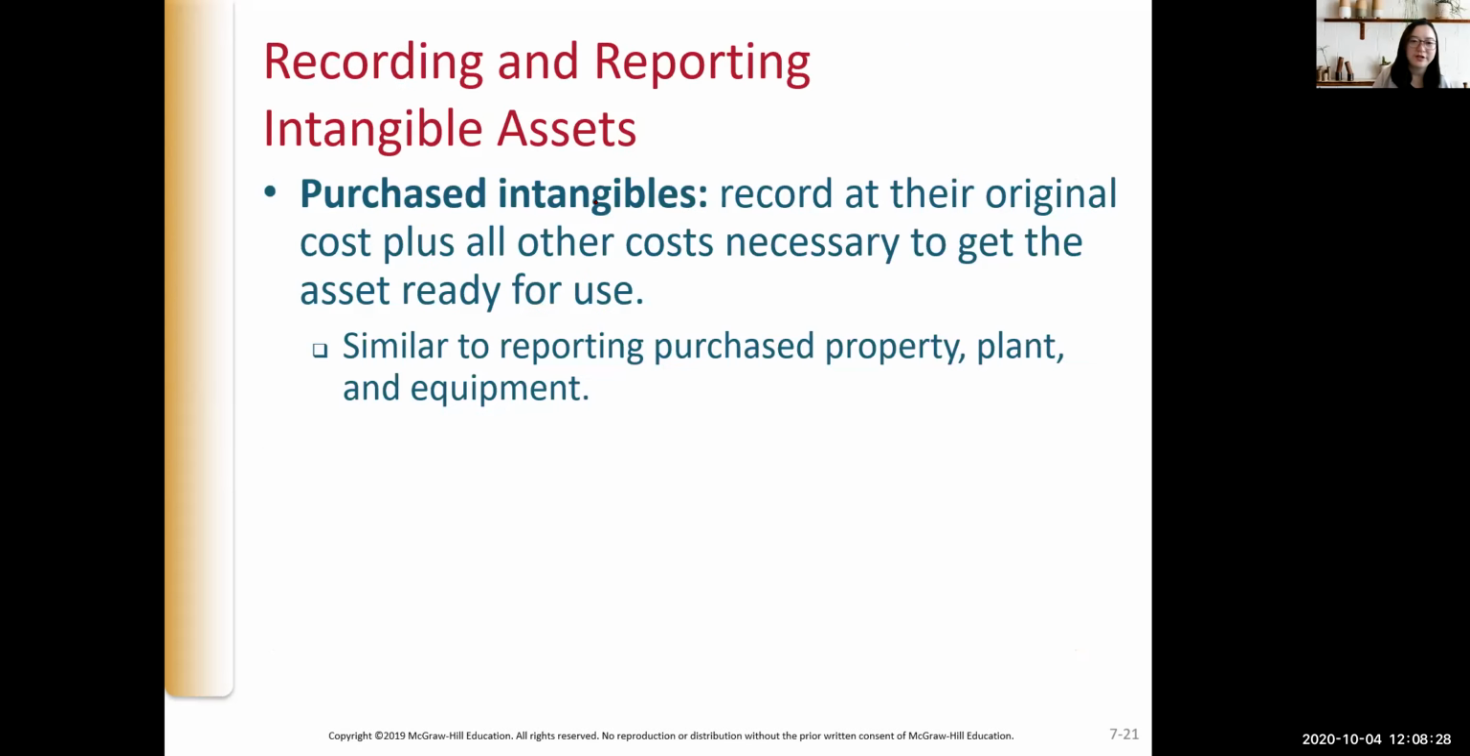So, purchase of the intangible. Okay, so let's first talk about recording and reporting intangibles from the purchase perspective. If you purchase an intangible from someone, you will record the intangible asset at its original cost plus all the other costs necessary to get it ready to use. No difference than tangible assets. So it's almost the same as tangible assets, right? Similar to reporting purchased property and plant equipment.